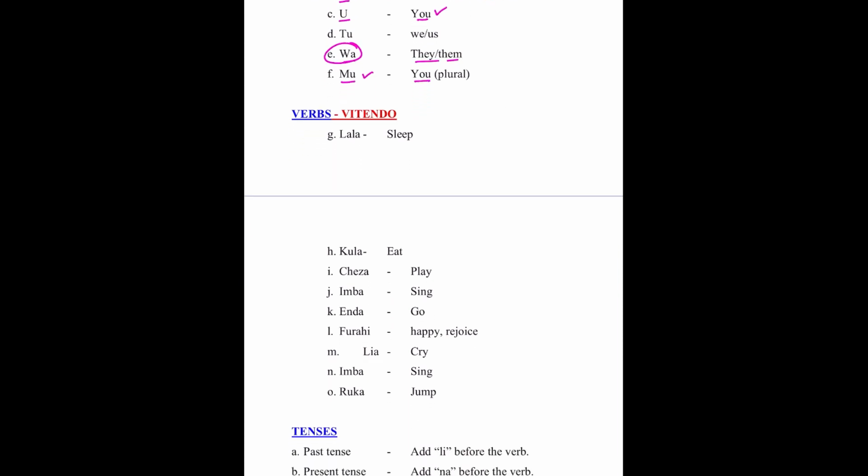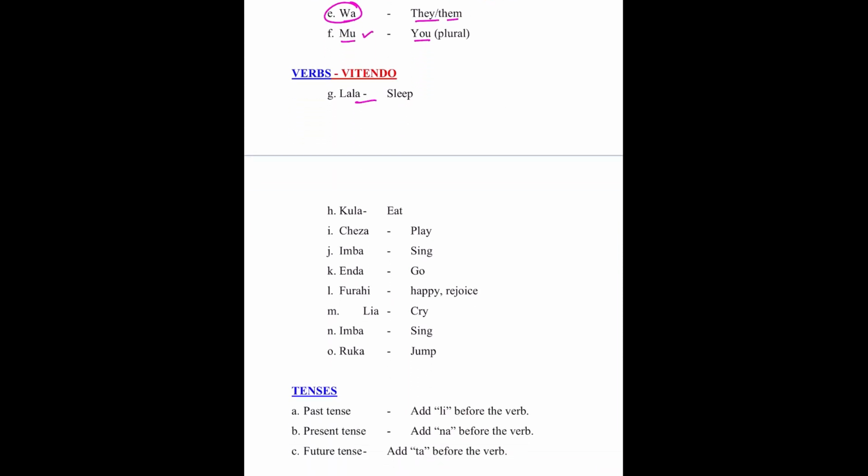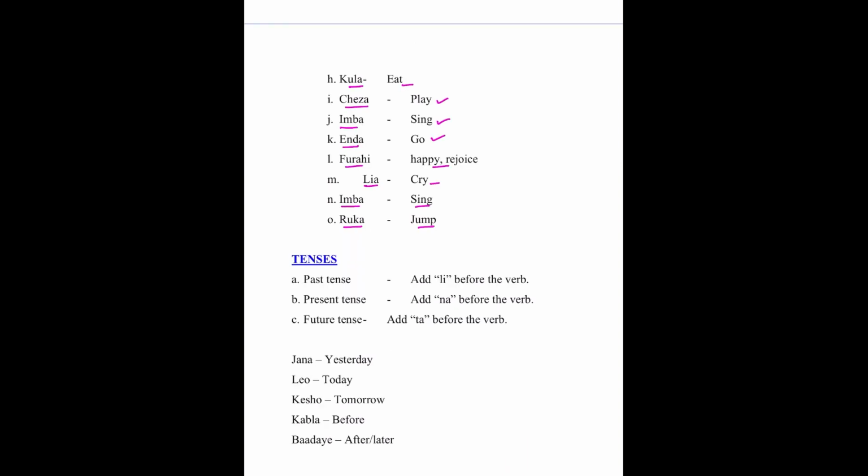Now, we've already looked at these verbs. Lala means to sleep. Kula, eat. Cheza, play. Imba, sing. Enda, go. Furahi means happy or rejoice. Lia, cry. Imba, sing. Ruka, jump. And then the last part is tenses.